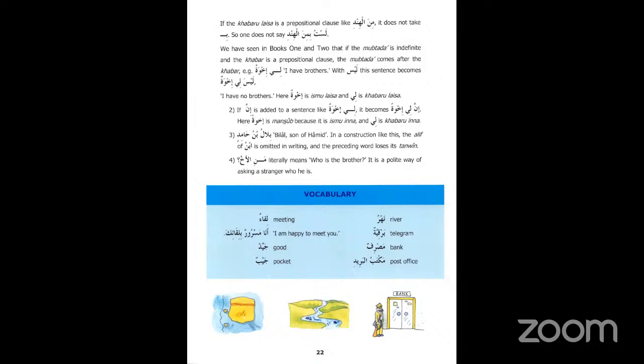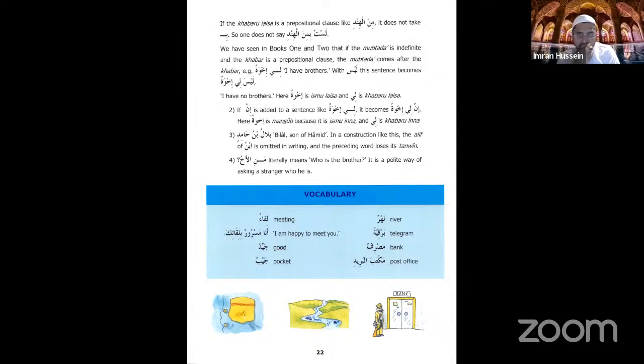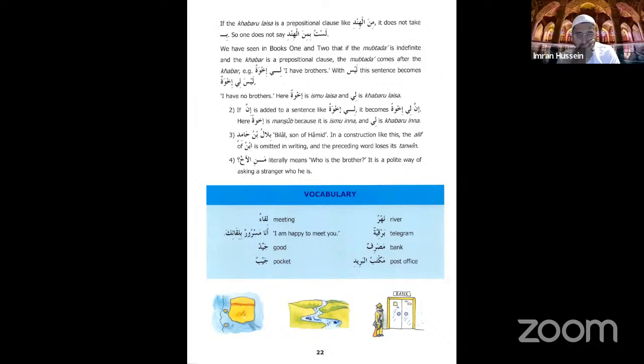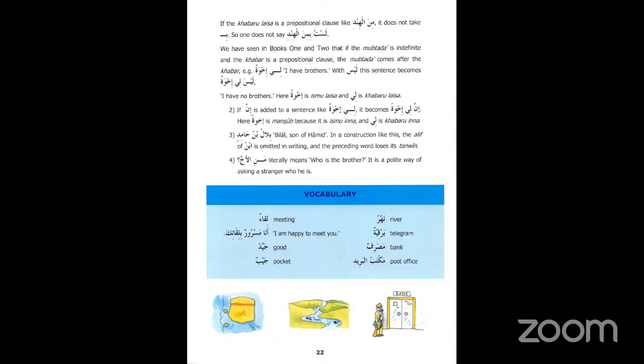Bilal ibn Hamidin. Bilal, son of Hamid. In a construction like this, the alif of ibnu is omitted in writing and the preceding word loses its tanween. So here Bilal lost its tanween, right? Correct. And the alif was taken out from ibn. Okay. Then this one is manil akhu, which literally means who is the brother. It is a polite way of asking a stranger who he is. Excellent.